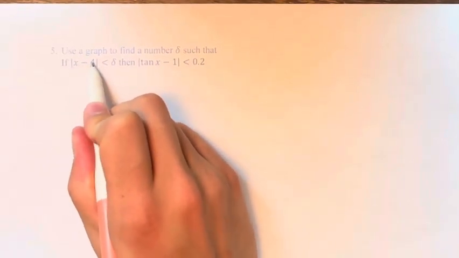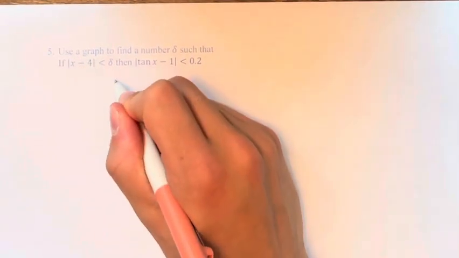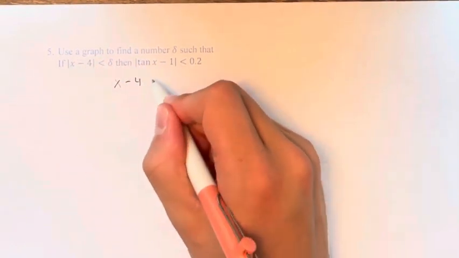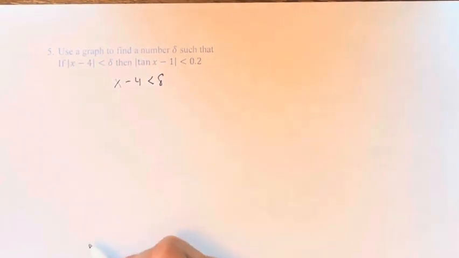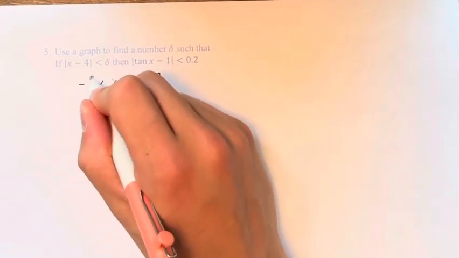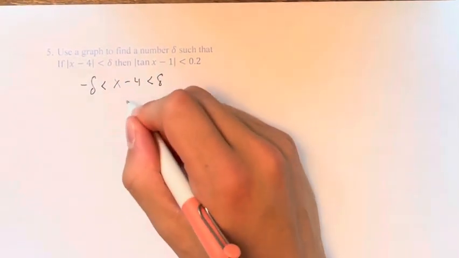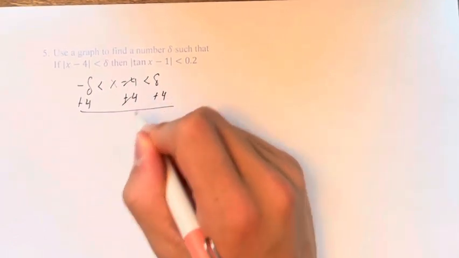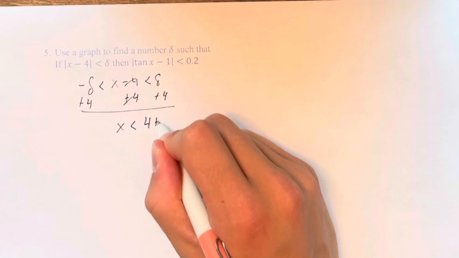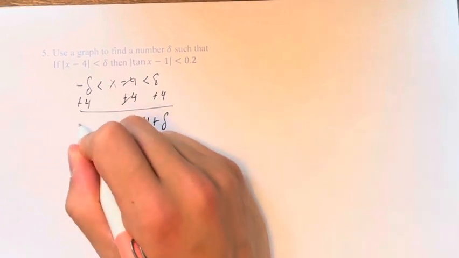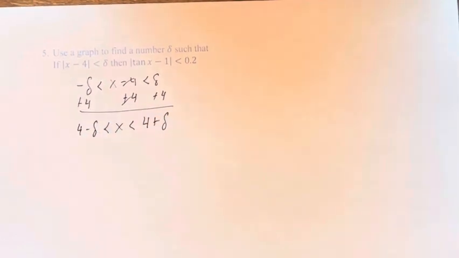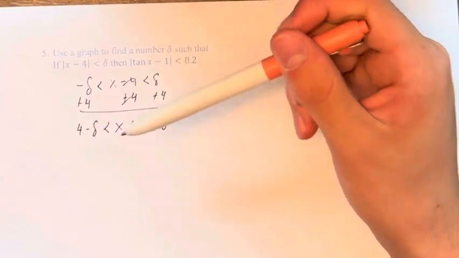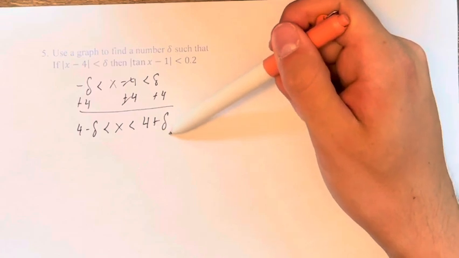So if the absolute value of x minus 4 is less than delta, then the magnitude of this is less than delta, which means x minus 4 is less than delta and it's greater than negative delta. If we add 4 to this inequality, we get that x is less than 4 plus delta, and it's greater than 4 minus delta. So basically we're looking at a range of x values that are no more than delta away from 4.